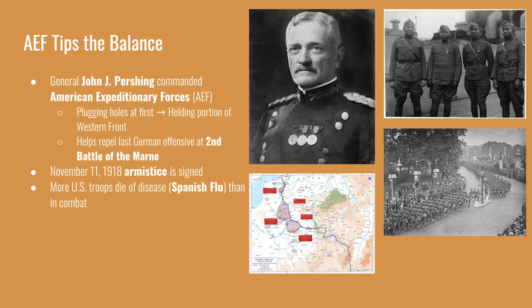Eventually, they're responsible for an entire section of the Western Front and repelling the last offensive by the Germans at the Second Battle of the Marne. The map on the bottom left shows how close the Germans were to actually getting to Paris. The AEF were also involved in the campaign of the Meuse-Argonne Forest. It started in September of 1918 and continued until the armistice was signed in November 1918.